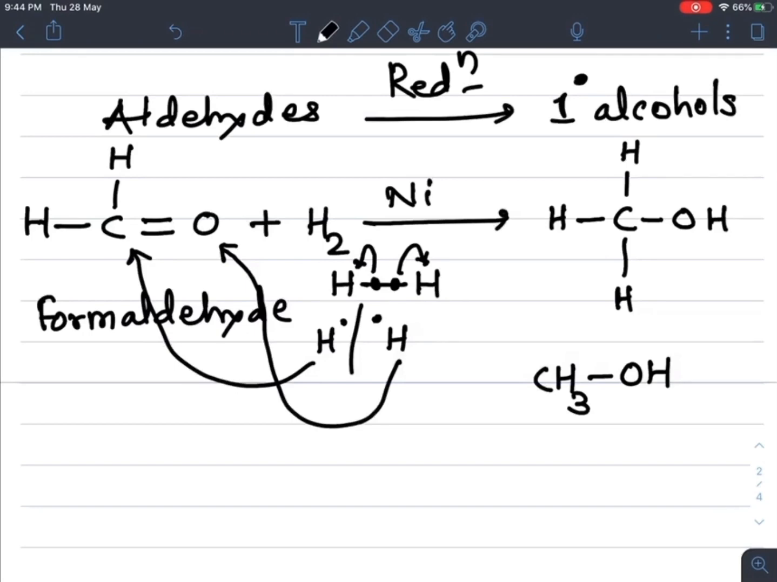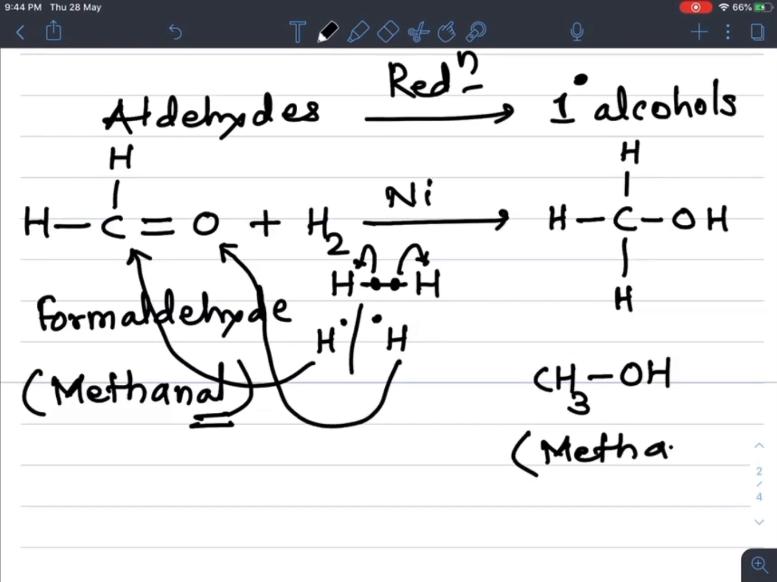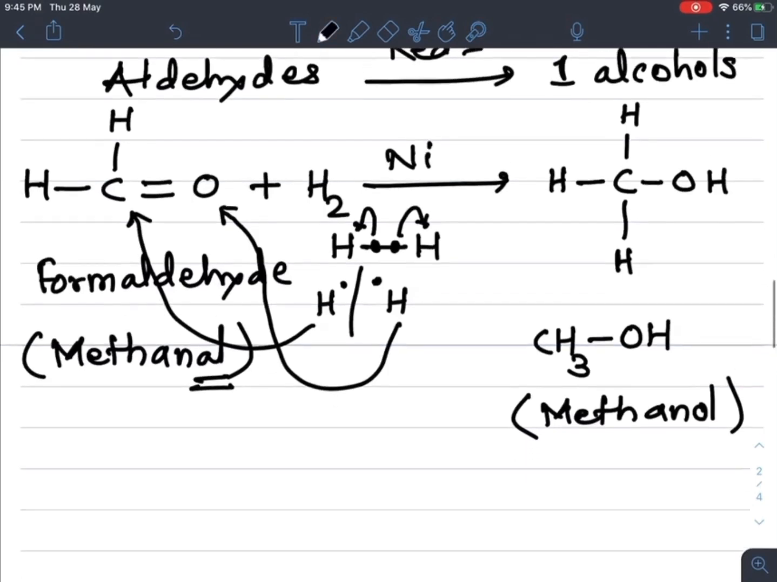So formaldehyde, or by its IUPAC name methanal, with the suffix -al, is converted into methanol or methyl alcohol. So we get its corresponding alcohol. Corresponding alcohol means the same carbon-containing alcohol: a one carbon aldehyde is converted into a one carbon alcohol. This is a free radical mechanism.